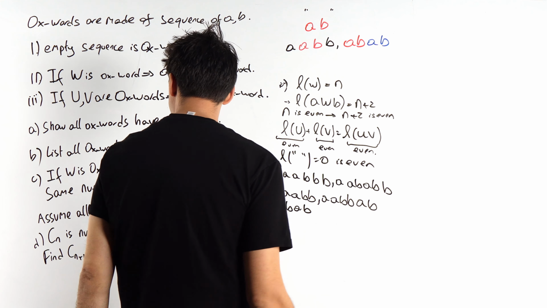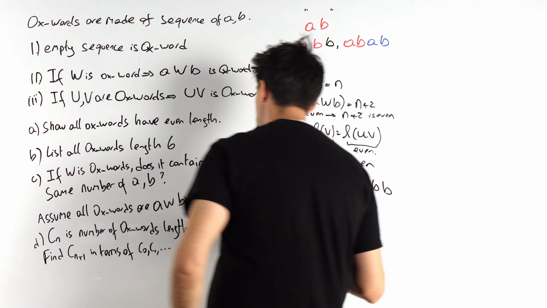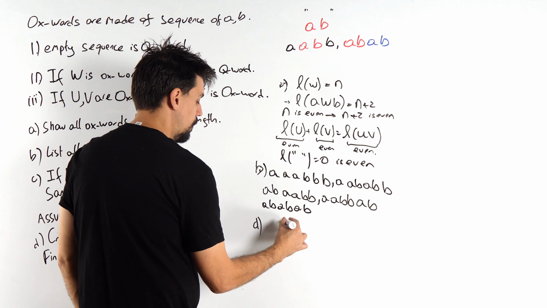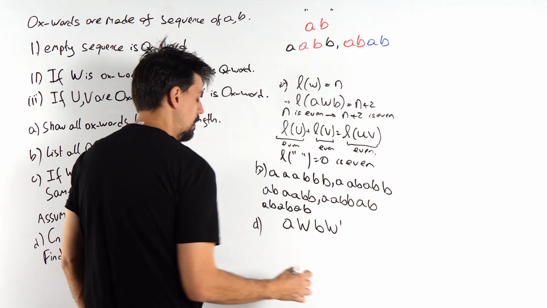Now, we are told we can assume that any Oxword can be written in this form: A, W, B, W dash.